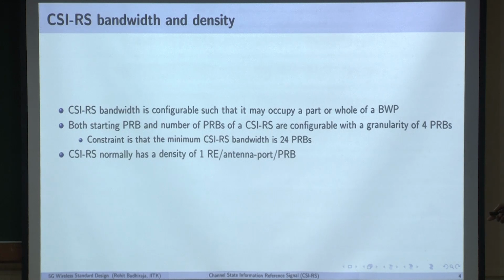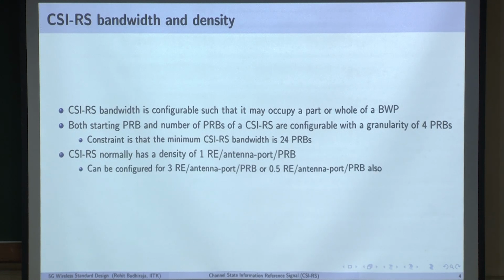CSI-RS, as we have seen, has a density of 1 RE per antenna port per PRB. Those are the examples we took, but the density can be increased. That's the point I made in the beginning. It can be configured for 3 resource elements per antenna port per PRB, or it can be reduced to 0.5 resource element per antenna port per PRB. Either it can be increased or reduced depending on how your channel is changing.